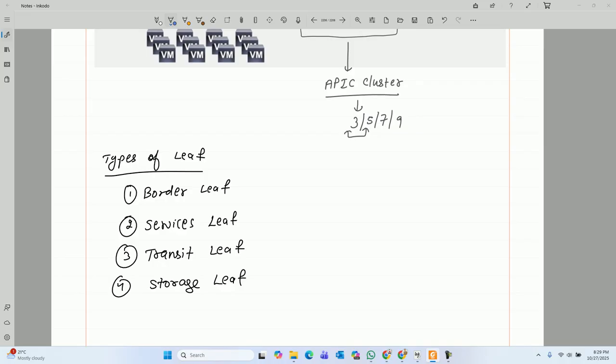Service leaf means that when you have connected a service appliance to the leaf switch, let's say you have connected a firewall or you have connected a load balancer. So any leaf switch which is providing connectivity to such appliances will be known as service leaf.